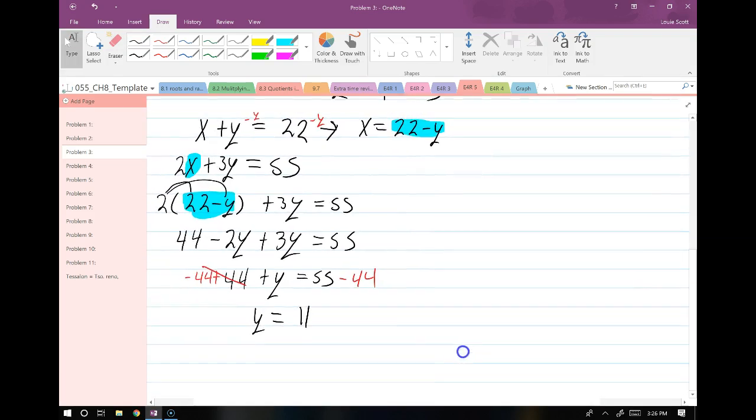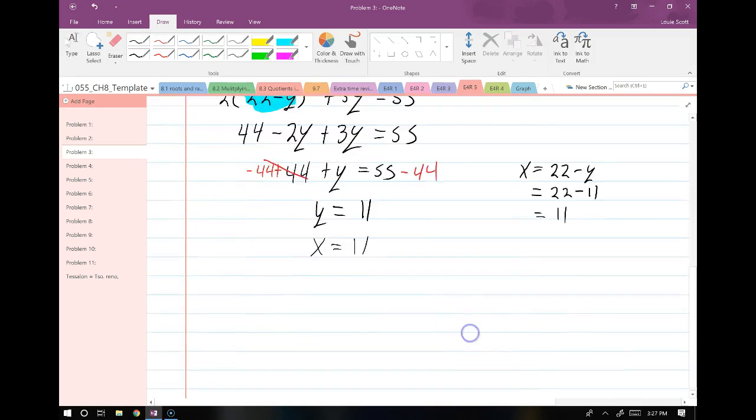Now that I have one of the variables, I plug it into one of the above equations to find out what the other variable must be. I already have x equals 22 minus y. If y is equal to 11, I have 22 minus 11, and that just gives me 11. So y equals 11, x equals 11. It turns out that the Kaihai Kings made the same number of 3-point and 2-point shots, 11 of each, which is pretty good if you're into basketball.